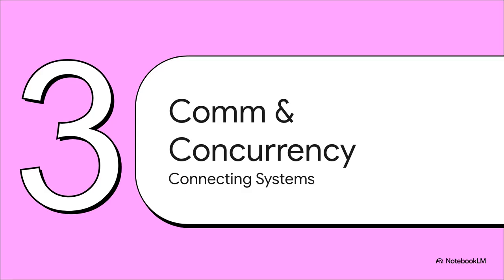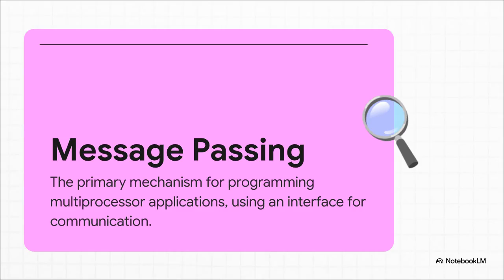On to pillar 3. Think about it. In today's world, a computer working all by itself is, well, pretty rare. The real power, the game-changing power, comes from connecting them and getting them to work together. And that brings us to the pillar of communication and concurrency. One idea that you see constantly in the research, especially from the 90s, is message passing. And it's a really simple but incredibly powerful concept.